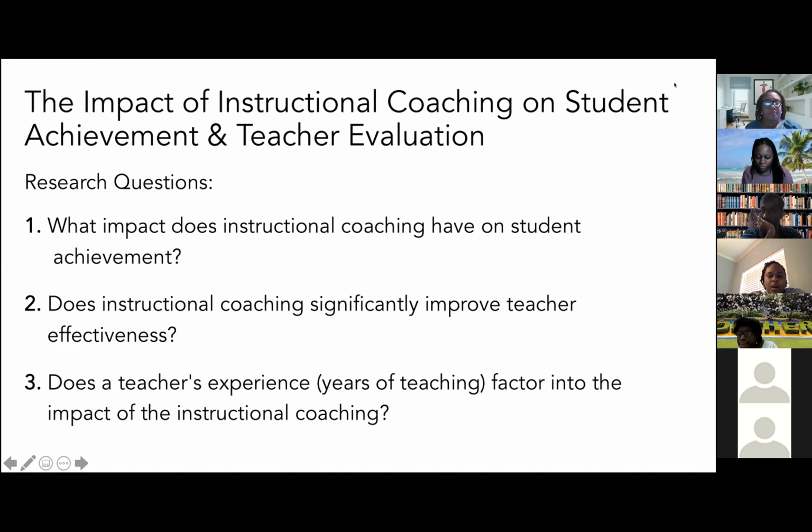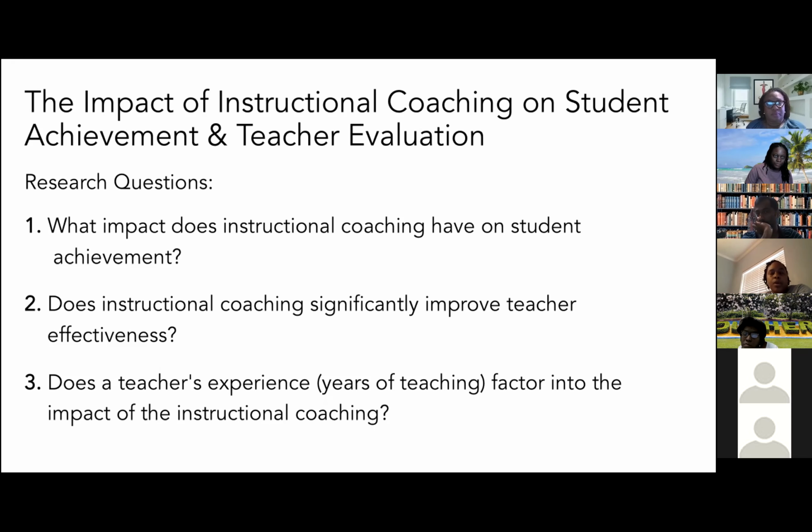All right, so I'm interested in the impact of instructional coaching on student achievement and teacher evaluation. I've been in the education system for some years now, and we're moving toward more instructional coaching for principals, assistant principals, and master teachers. And I feel like every year we pick up something new. So I just wanted to see if this is going to impact student achievement.